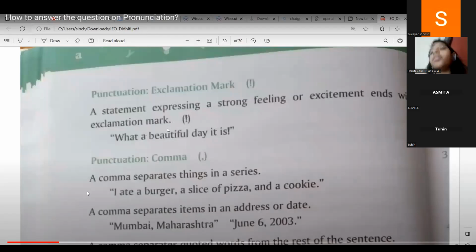Yes, ma'am. Born on 7th November 2013. So where will you use the comma, beta? After 7th November. Very good. Excellent, Shruti. Okay, Shruti, can you give me an example of this type of series, beta?